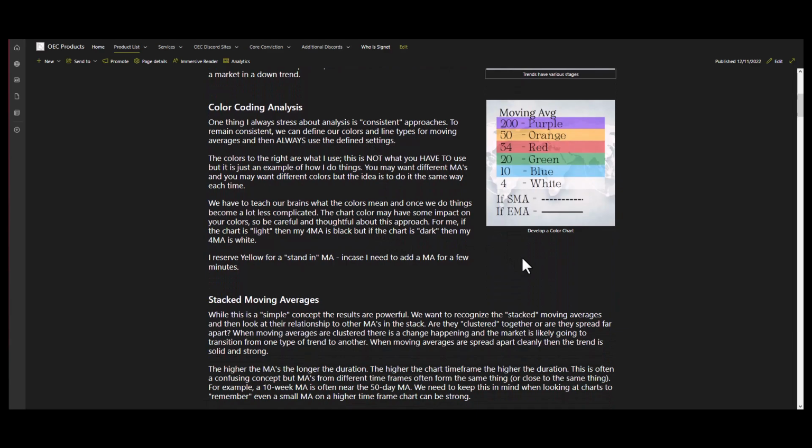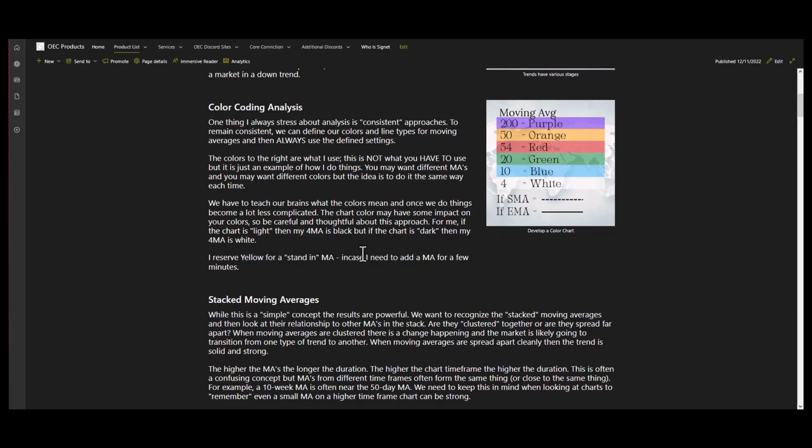When I use a dark chart, my 4-period moving average is white. But if I go to a white or a bright colored chart, then my 4-period moving average will be black. That's the one that changes for me, and it just depends on the background. And then I leave the yellow as a stand-in.